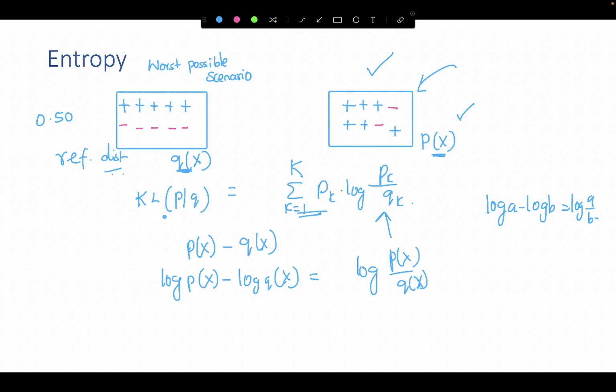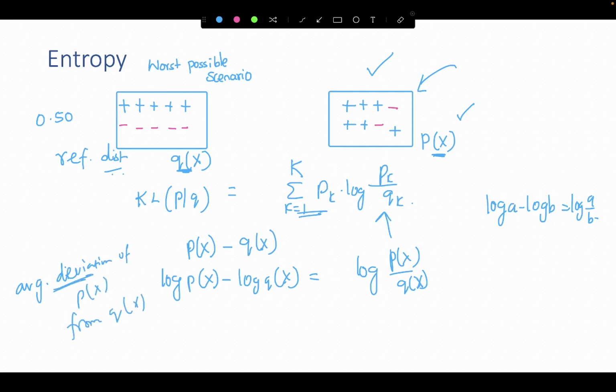KL divergence is all about understanding the average deviation of this distribution P of X from the reference distribution Q of X. So we are looking at finding the average deviation of P of X from Q of X.